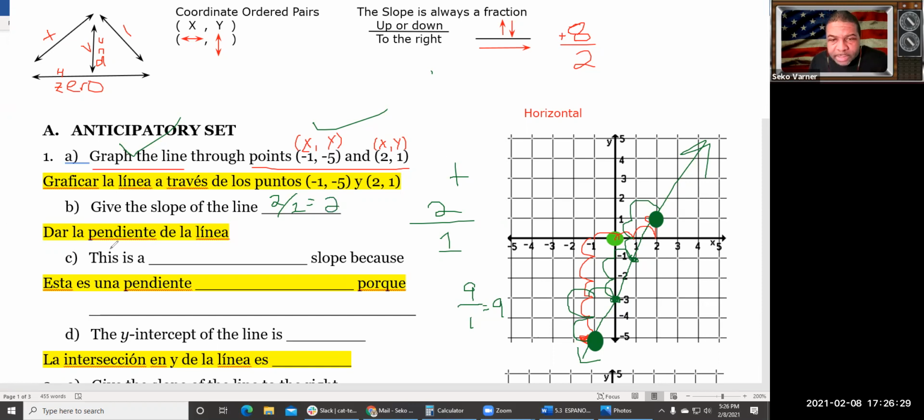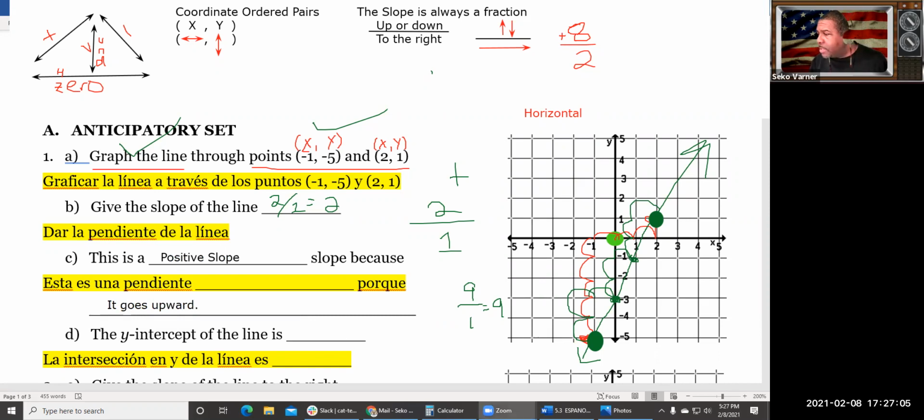All right. And this says this is a blank line. What kind of line? A slope. This is a blank slope. Is it a positive slope, a negative slope, an undefined slope, or a zero slope? Well, it's going up. So we know that that's going to be a positive slope. Because it goes upward. Cool.